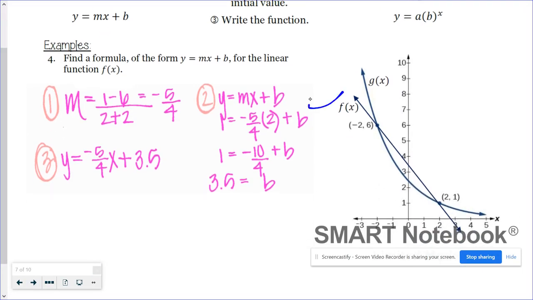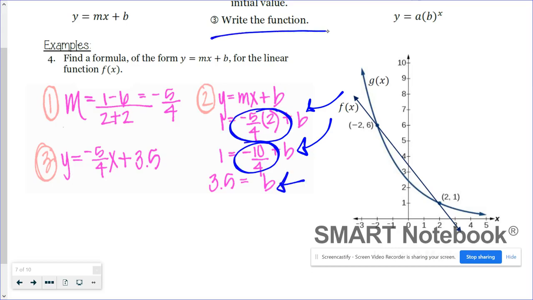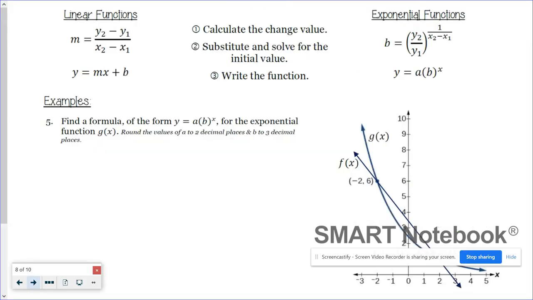I made the substitution. So I have 1 equals negative 5/4 times 2 plus b. I simplified here: negative 5/4 times 2 is negative 10/4, and I solved for b and got b is 3.5. Step 3, write the function. So I have y equals negative 5/4 x plus 3.5, because m was negative 5/4 and b was 3.5. It's easy. So now let's find an exponential function.